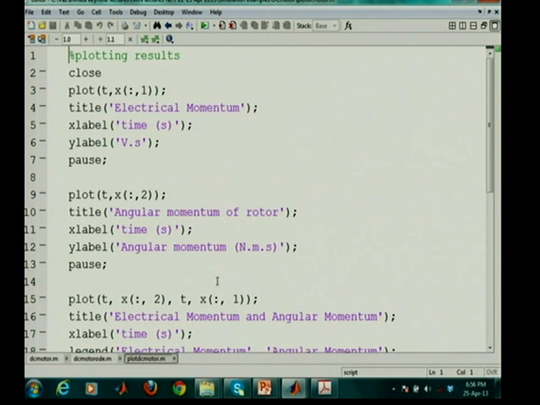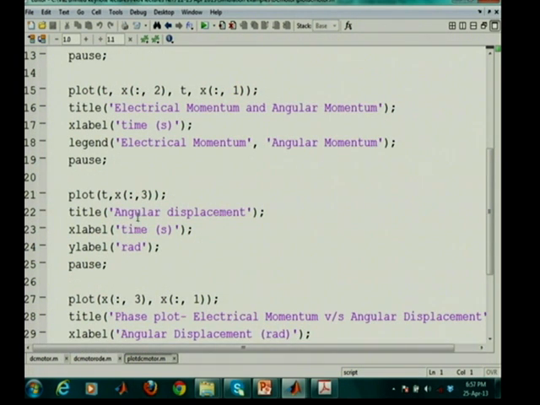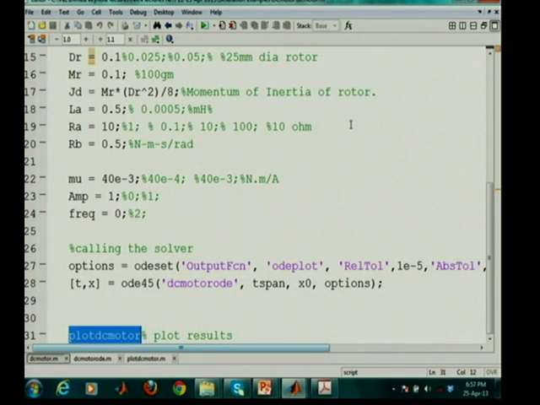So here we are on the plot file. We are going to plot electrical momentum, angular momentum, we can plot both electrical momentum and angular momentum, we can plot also angular displacement because we have fitted a sensor now, and we can also see the phase plots. So let us have a look at our system and let us simulate it.